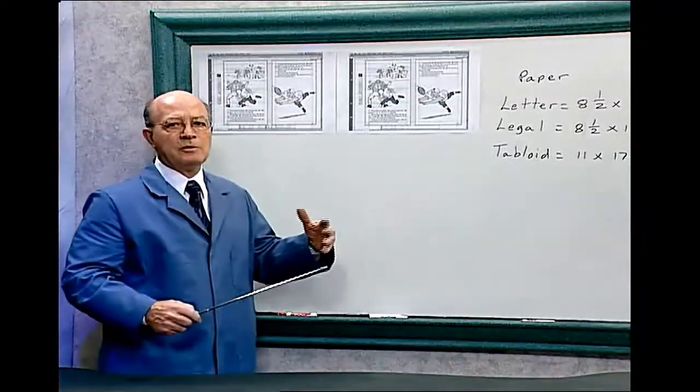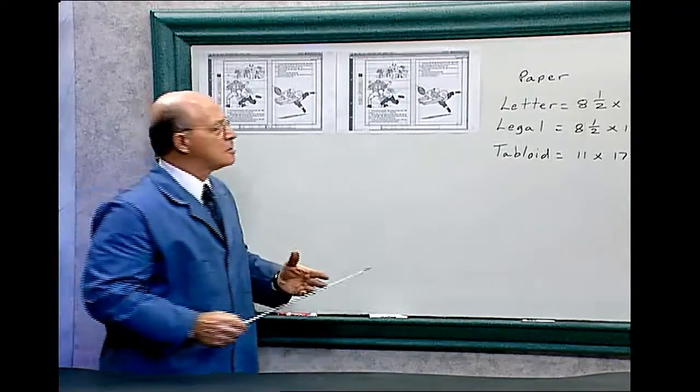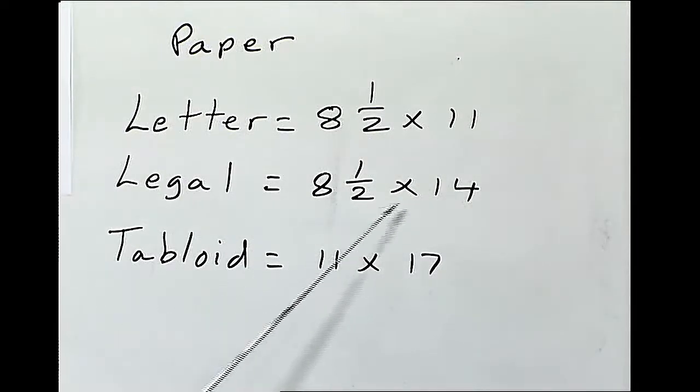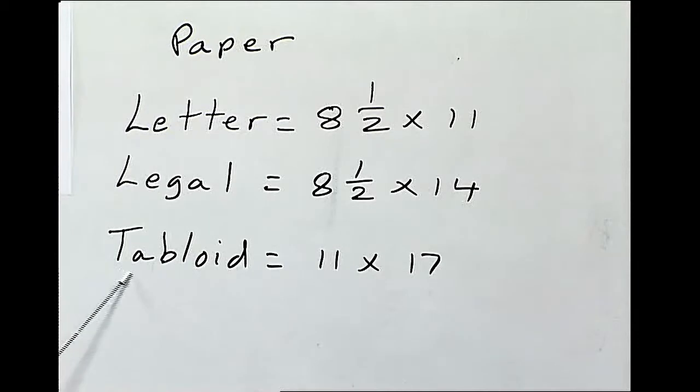Now, paper comes basically in three sizes. The letter is 8.5 by 11. Legal size paper is 8.5 by 14. And the tabloid is 11 by 17.